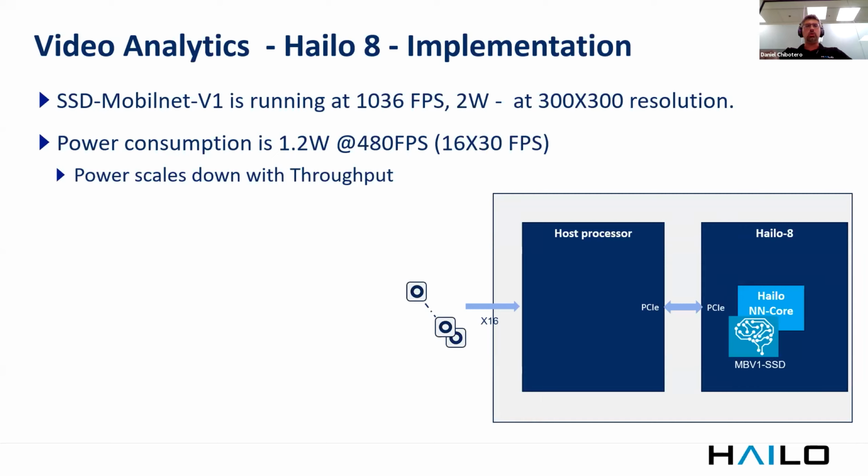and it can be seen that the Hailo 8 power scales down almost linearly with the throughput.